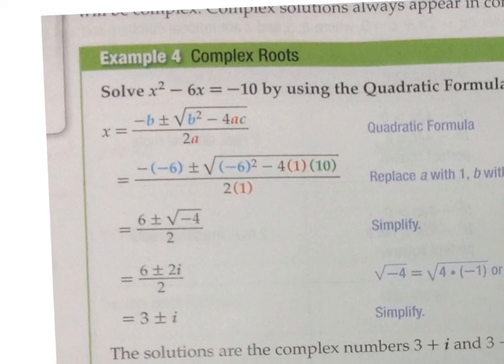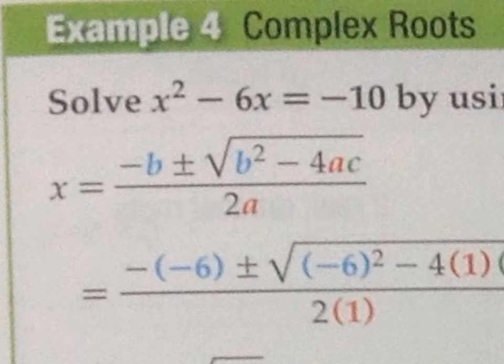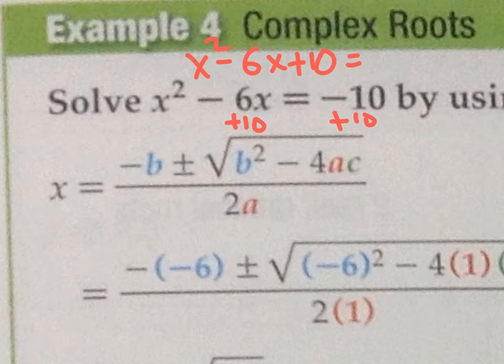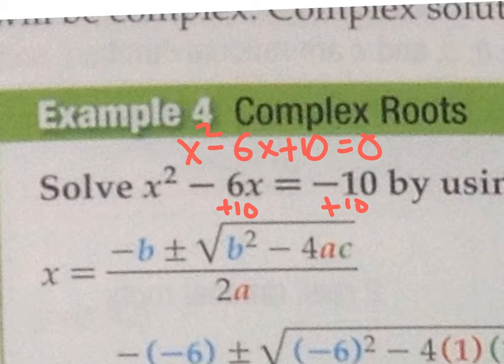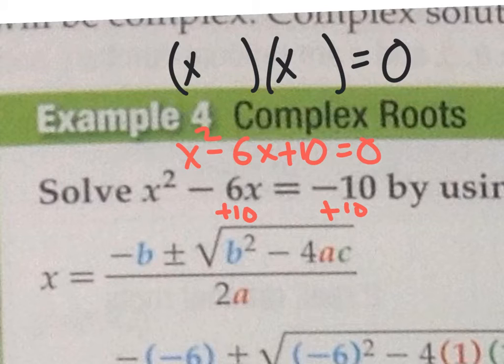Here's another example. On this one, do we have to use the quadratic formula? Could you factor this? If I were to go plus 10, I could have x squared minus 6x plus 10 equals 0. Could I think what times what is 10 that if I add together is -6? What times what is 10? It's 5 times 2 or 10 times 1. If I add those, do I get -6? No, this is not factorable.